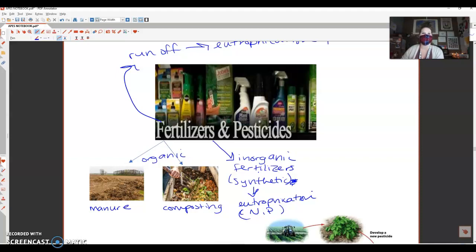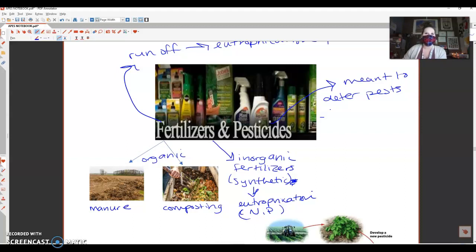So, grasshoppers, flies, any other type of insect that will damage crop production. Okay? So, pesticides are meant to deter pests. Okay? Now, if you use pesticides too much, it causes what we call artificial selection. Okay?